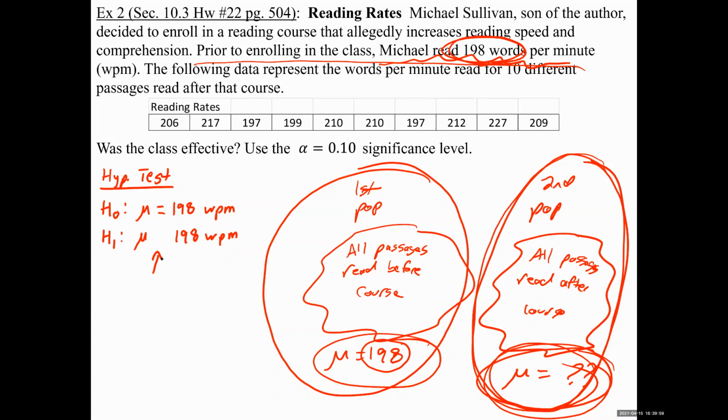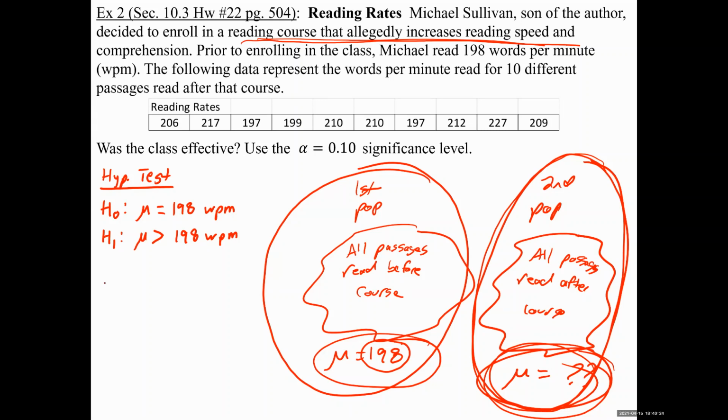The chat is saying something. Let's see. You're saying greater than. Yes, you're right. Because it says that it's supposed to increase, this course is supposed to increase a person's reading speed. And we're asking, was the class effective? Effective at what? At increasing the reading speed. If it did increase the reading speed, the average would be greater than 198 words per minute. Yeah, cool. All right. So that's H0, that's H1.